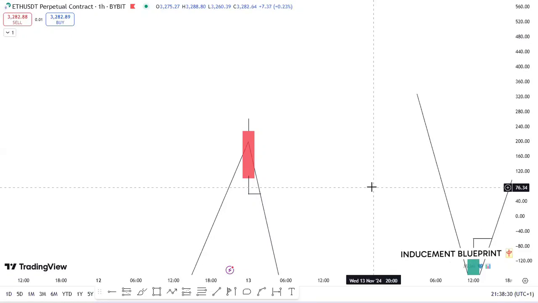So that is just what you use to validate whether your pullbacks are valid or not.